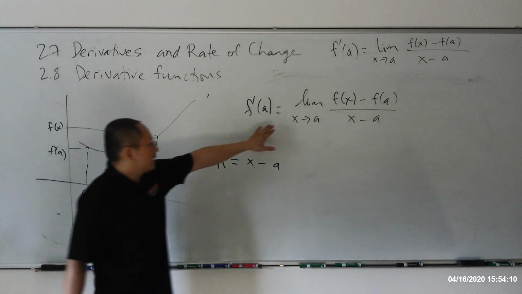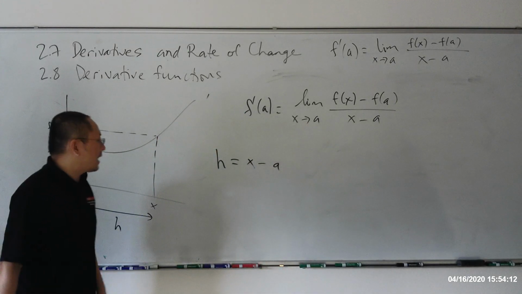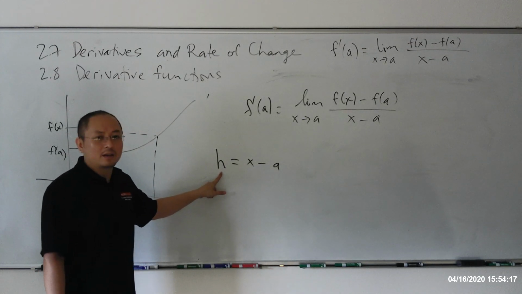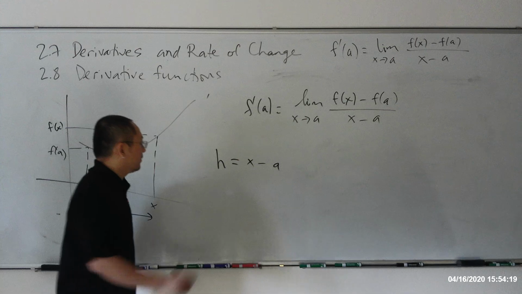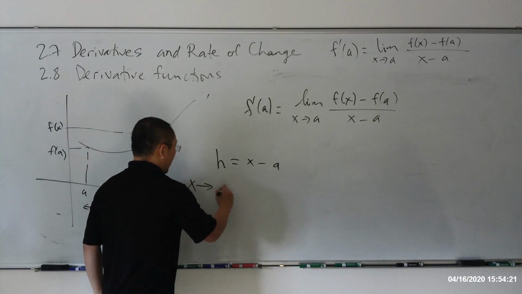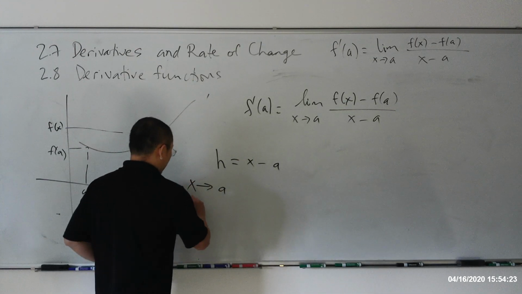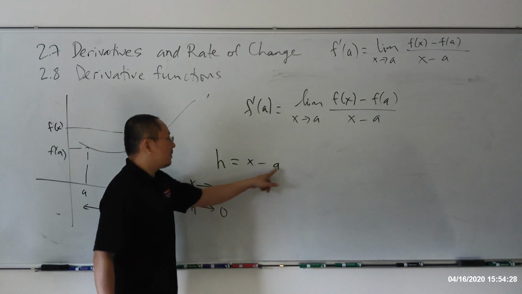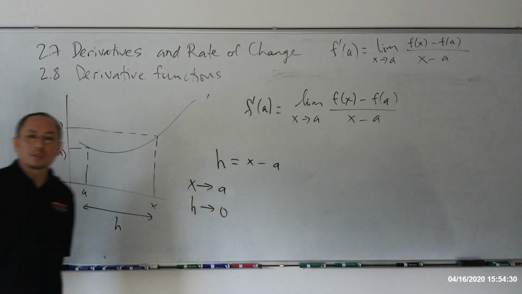So when x approaches a, it's the same thing as saying what? X getting close to a is the same thing as saying that the letter h right here is going to 0, right? X approaches a is the same thing as h approaches 0, because with x getting closer to a, x minus a is going to be closer and closer to 0.